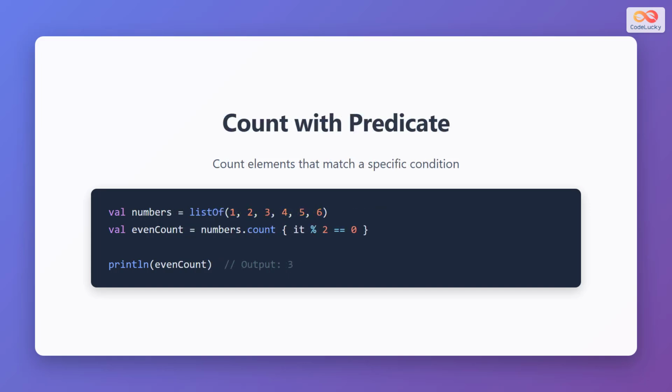The count function becomes more powerful when you pass a predicate, which is a condition that elements must satisfy. Here, we have a list of numbers from 1 to 6. By calling count with a lambda expression, we can count only the elements that match a specific condition. In this case, we're counting even numbers by checking if each number modulo 2 equals 0. The result is 3 because there are 3 even numbers, 2, 4, and 6.